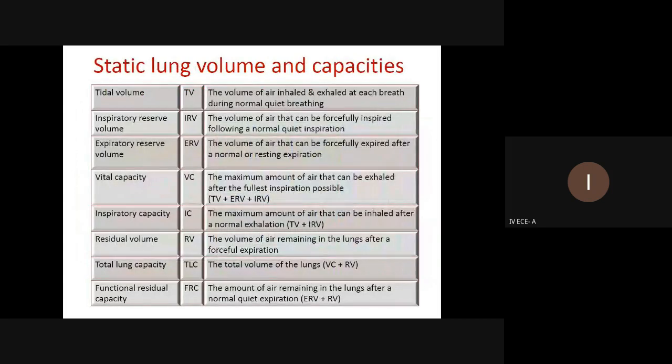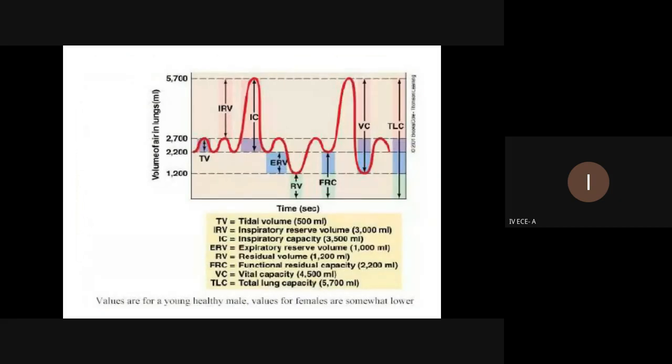Okay, so these are the static lung volumes and capacities we have already discussed. These are the general graphs for the respiration measurements, for a young healthy male. Values for females are somewhat lower. When compared with females, the young healthy male has a higher respiration rate.